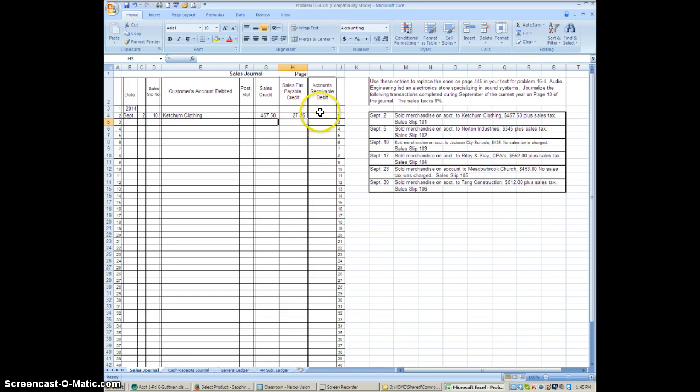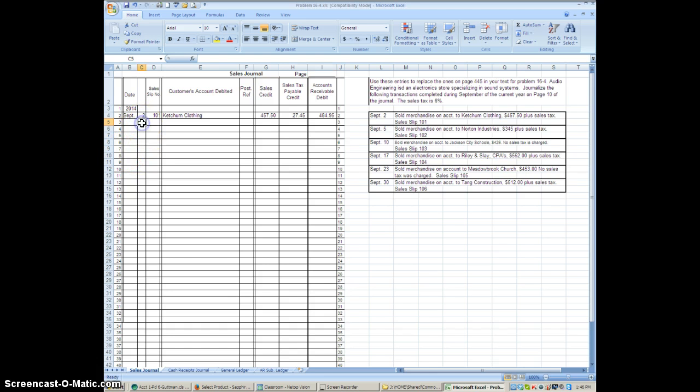So what's going to happen is your account receivable, Ketchum Clothing, is going to owe you a combination of the sale, the merchandise, plus the sales tax. So what we can do here is just do an auto sum and hit enter. And that just took care of what you would have normally used four lines for. We did it all in one. So I think you're going to find the sales journal is going to be fairly easy to use here.